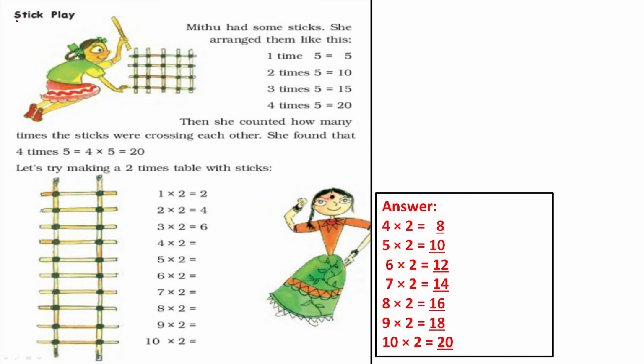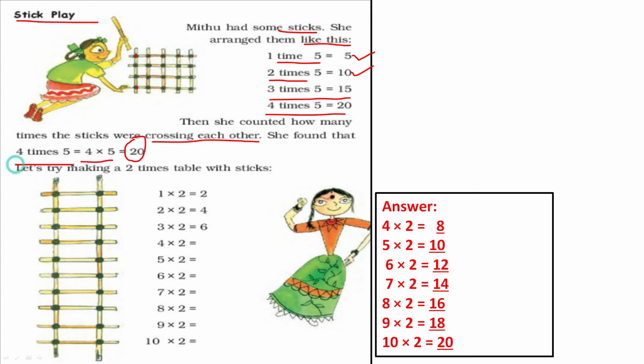Now stick play, another activity. Mithu had some sticks. She arranged them in such a way like this. 1 times 5 is 5. 2 times 5, 10. 3 times 5, 15. 4 times 5, 20. Then she counted how many times the sticks were crossing each other. 1, 2, 3, up to 20. 20 times it is crossing each other. Now 4 5s are 20.